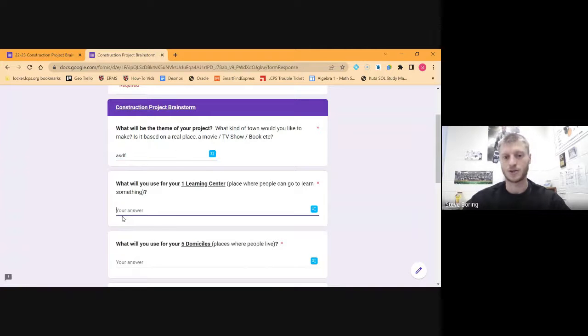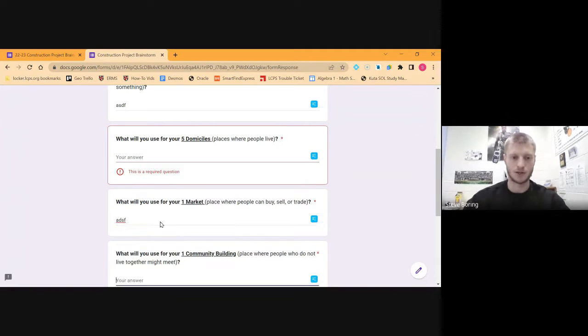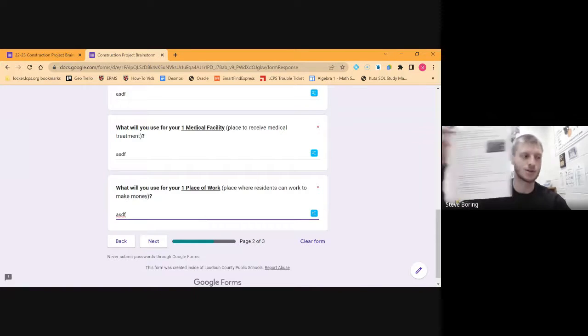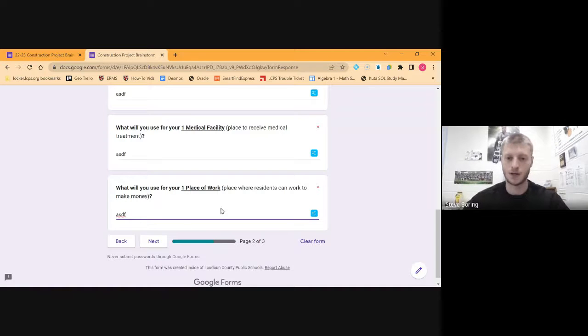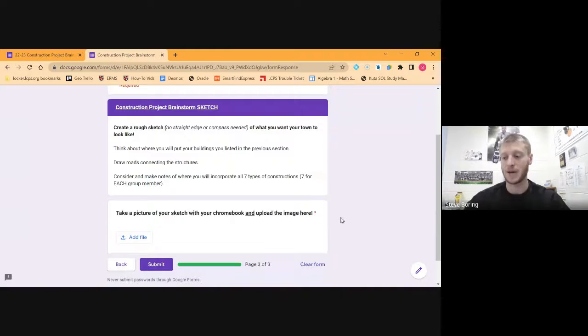Tell me what's your learning center. So what's the learning center that's included on this paper? So just going to cover the stuff on this paper. 5 domiciles, your market, your community building, and so on. You're going to do this for all these. So you're going to tell me how are you incorporating it into your town? What are you going to do for it? How are you going to meet the criteria on here for the different buildings? That's all you're doing here. And on the last slide, you are going to take a picture with your Chromebook of your sketch, and you're going to upload it here.